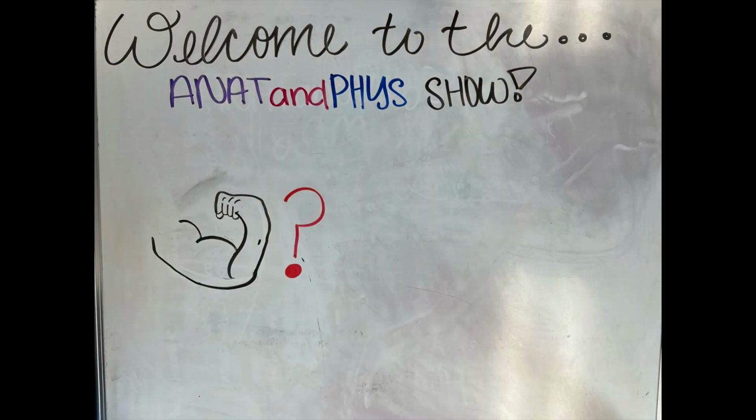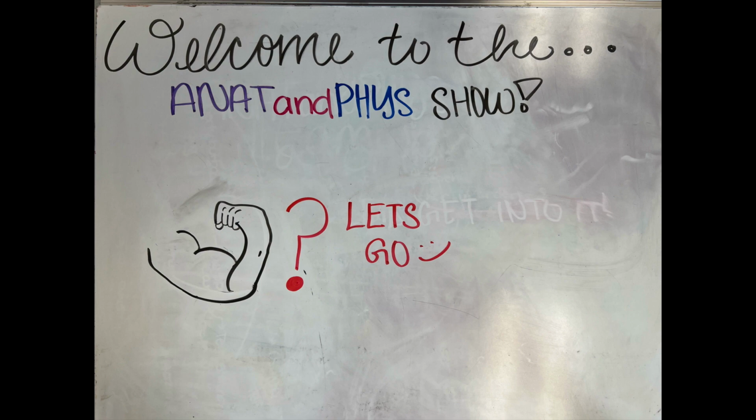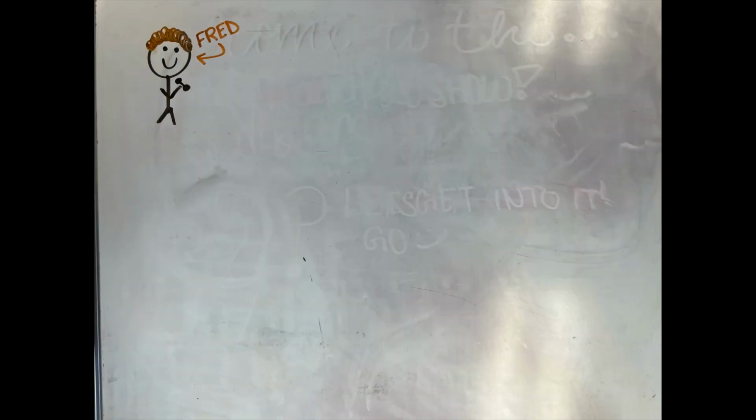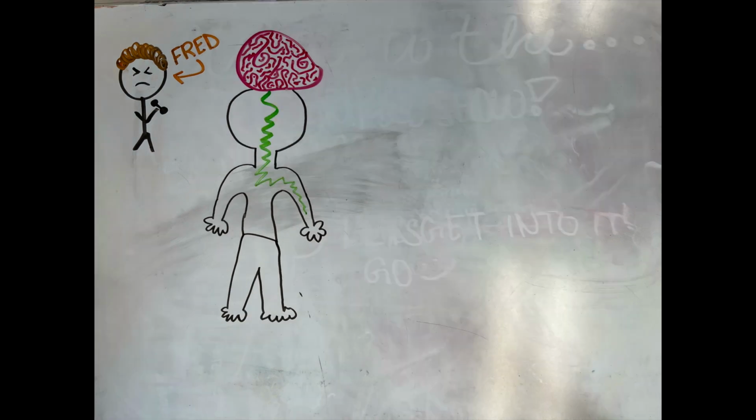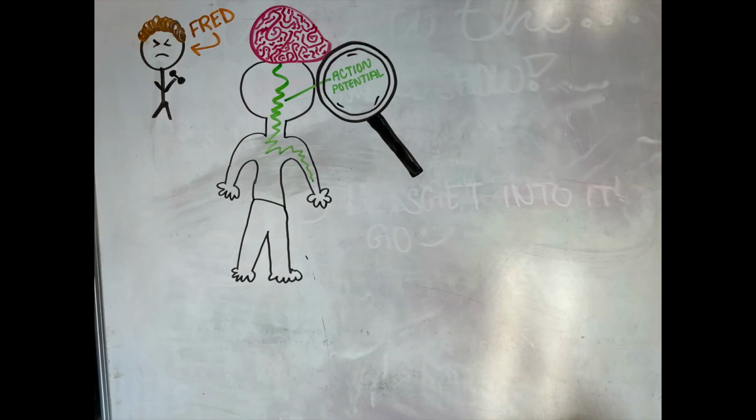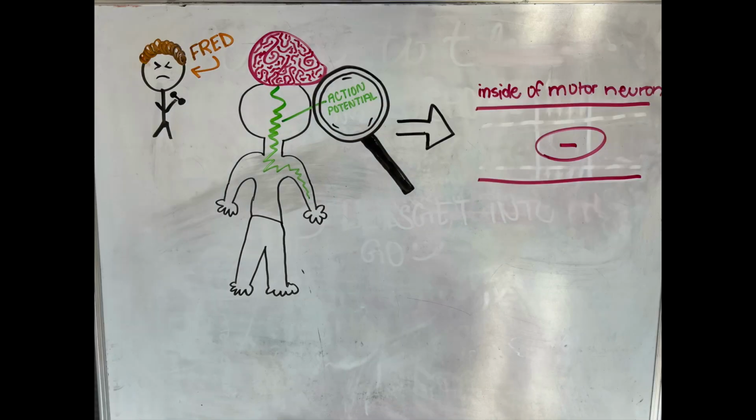Have you ever wondered how your muscles work? Well, wonder no more, because today we will show you exactly how it happens. Let's get into it. This is Fred, and Fred really wants to lift his weight with his arm. His brain will send an electrical signal to his arm called action potential. Action potential is the polarization inside of the individual motor neurons.